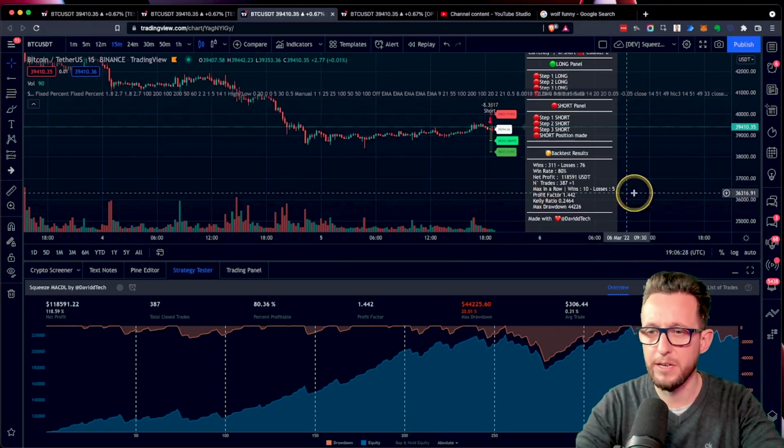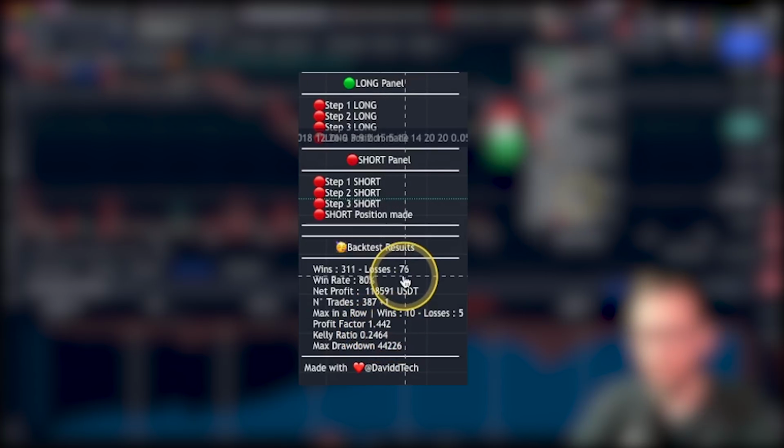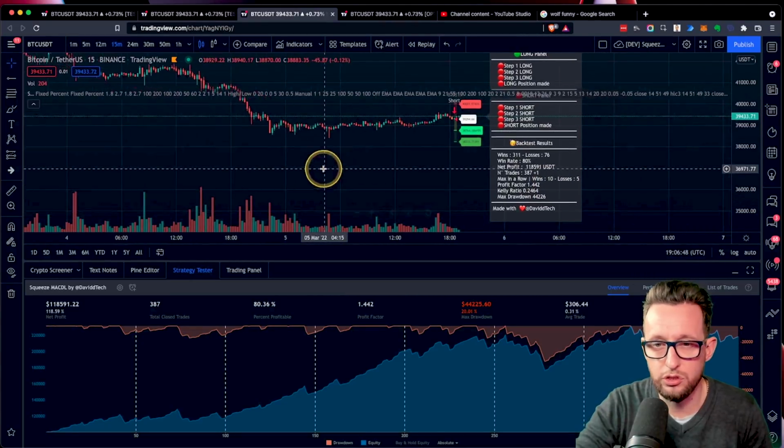The other information that we could go through is max wins in a row was 10 and max losses was 5. Profit factor is 1.442. And yeah, so it doesn't seem too bad. We had 311 wins and 76 losses. So yeah, it looks like it potentially could be a good strategy, which I'm quite happy about because I have only coded 2 strategies today, which have ended up in the graveyard on Discord. And this was the 3rd one, so that's quite a good win rate on coding for me.